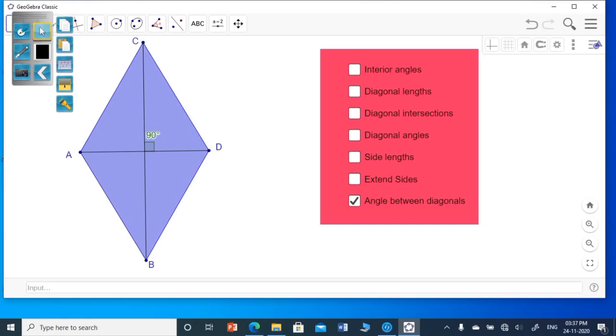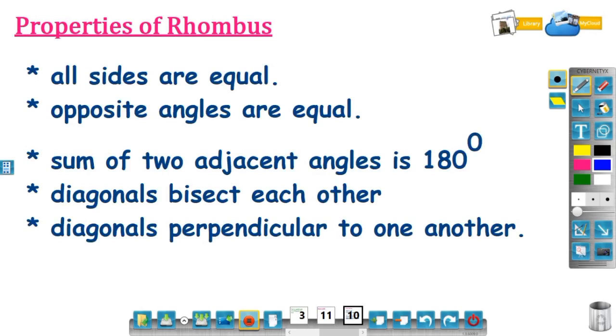So let us list out the properties of rhombus. Properties of rhombus are: all sides are equal. That is special property of rhombus. All sides are equal and opposite angles are equal. This is the property of parallelogram that holds good for rhombus also. And sum of two adjacent angles is 180 degree. And diagonals bisect each other. And diagonals are not equal. And diagonals are perpendicular to one another. Here special property of rhombus is all sides are equal and diagonals are perpendicular to one another.